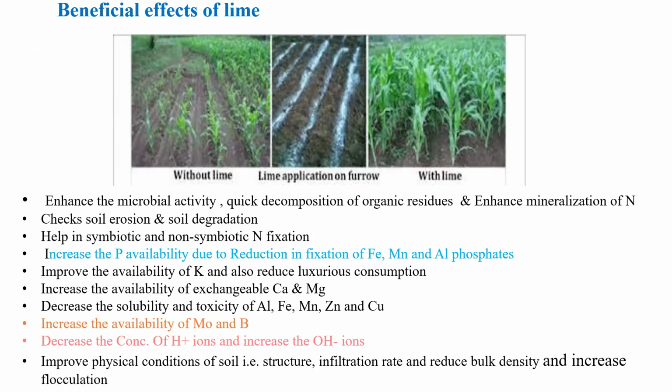Some of the beneficial effects of lime include that it enhances microbial activity, decomposition of organic residues, and mineralization of nitrogen. It prevents soil erosion and soil degradation. It helps in symbiotic and non-symbiotic nitrogen fixation. It also increases phosphorus availability and prevents phosphorus fixation and fixation of iron, manganese, and aluminum phosphate. It also increases the availability of potassium by reducing luxury consumption.